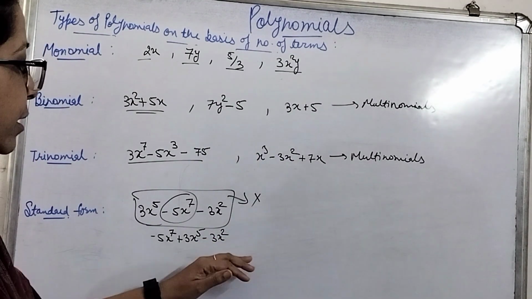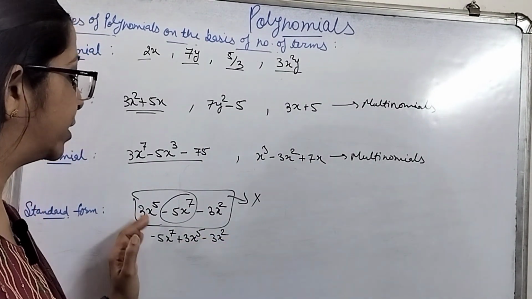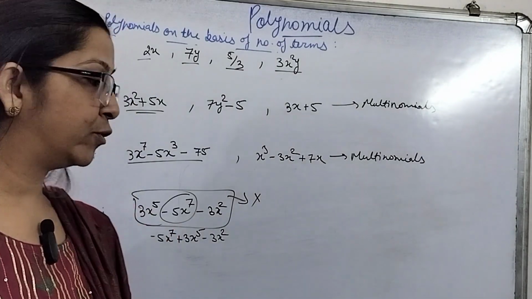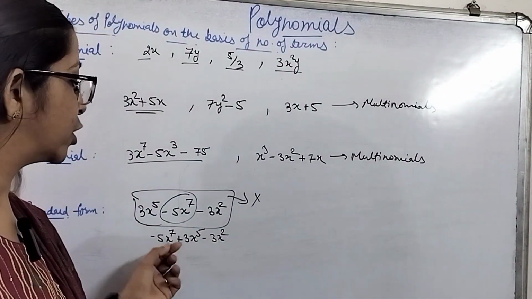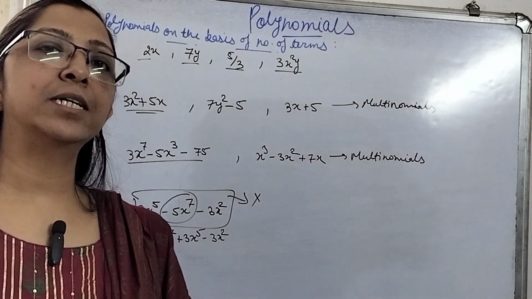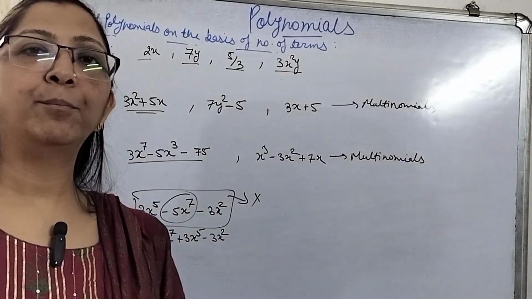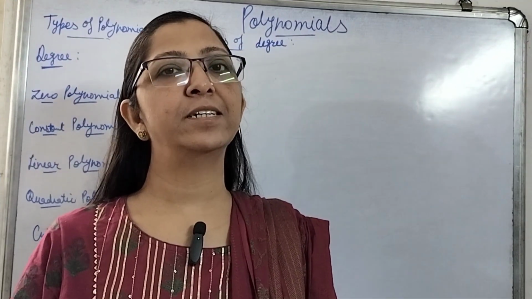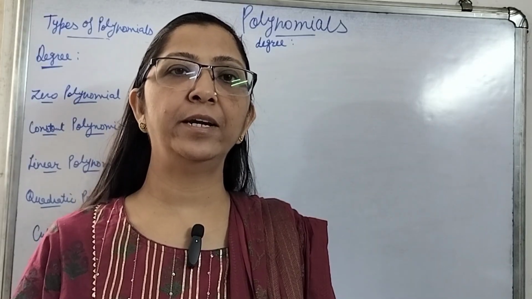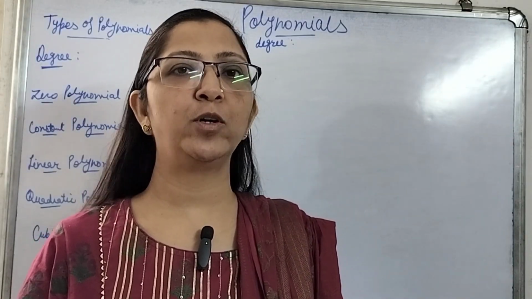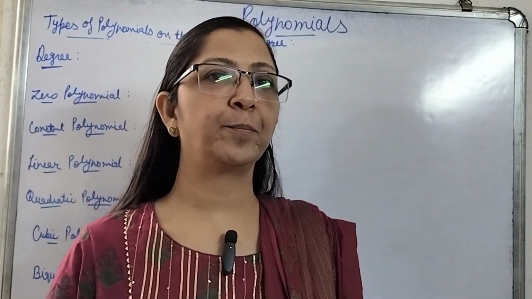So whenever we represent a polynomial with either the increasing order of the power of the variable or the decreasing order of the power of the variable, then such a representation is known as the standard form of the polynomial. Now let's understand what is the degree of the polynomial and what are the types of polynomial on the basis of degree.